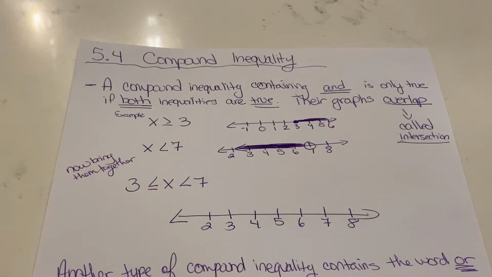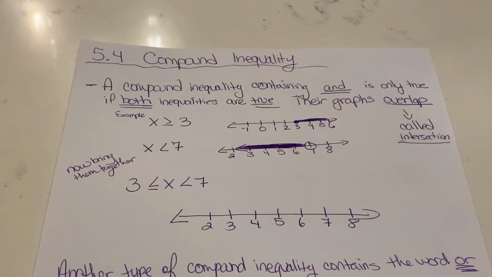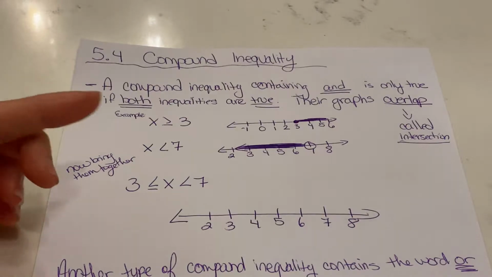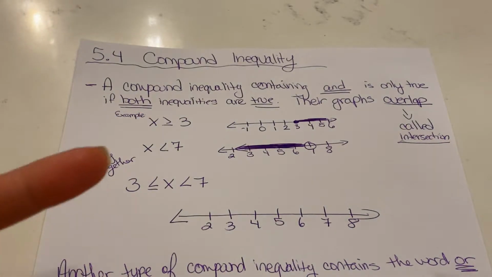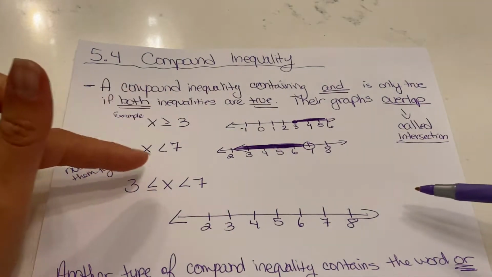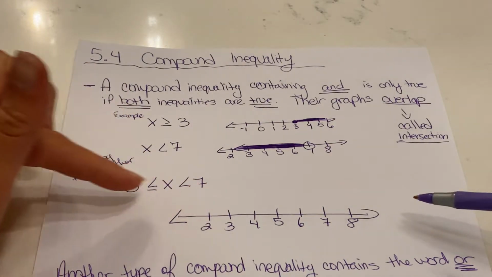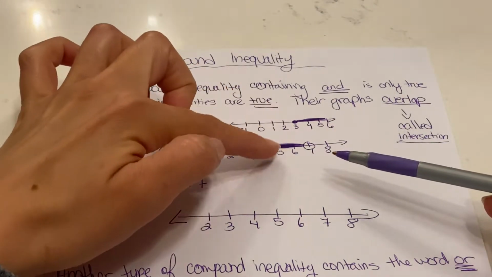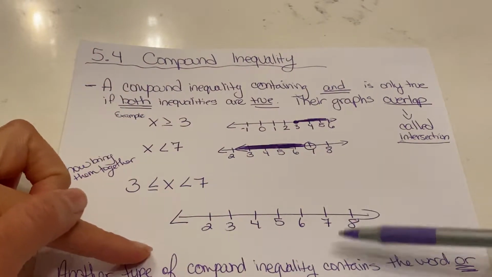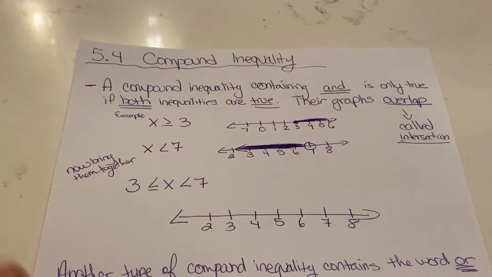Hey guys, so today's lesson is on compound inequality. All right, so the first three lessons from the chapter, we were only dealing with one inequality at a time and one graph. So now compound inequality represents we're doing two graphs in one. Okay, so we're going to be dealing with two inequalities in one, and we're going to have to graph these two graphs in one graph. Okay, so there's two types of compound inequality.